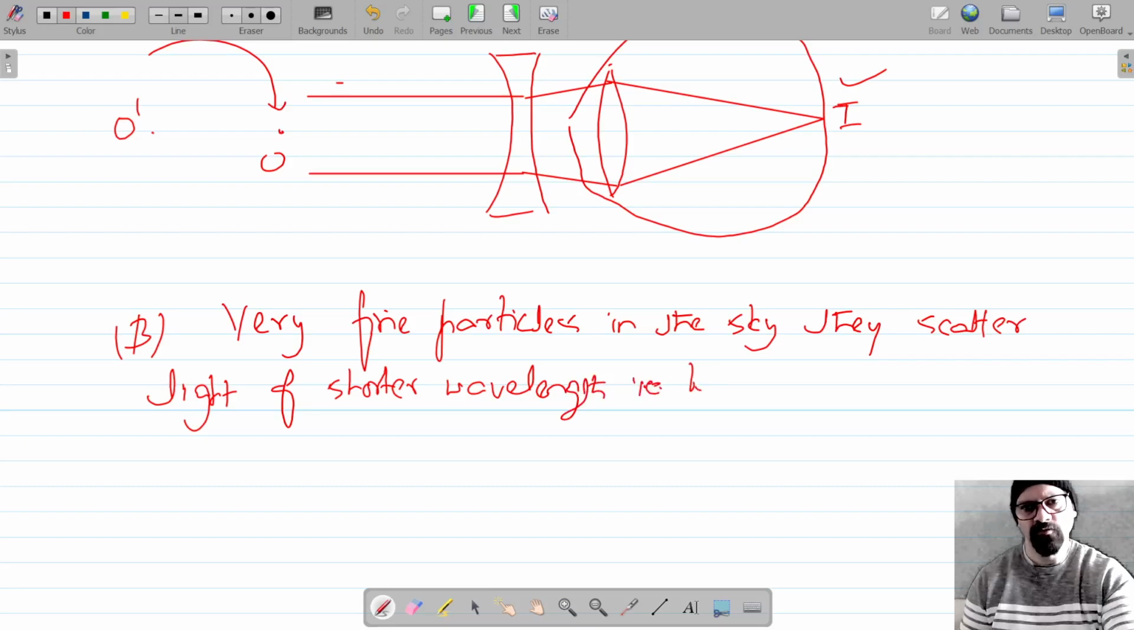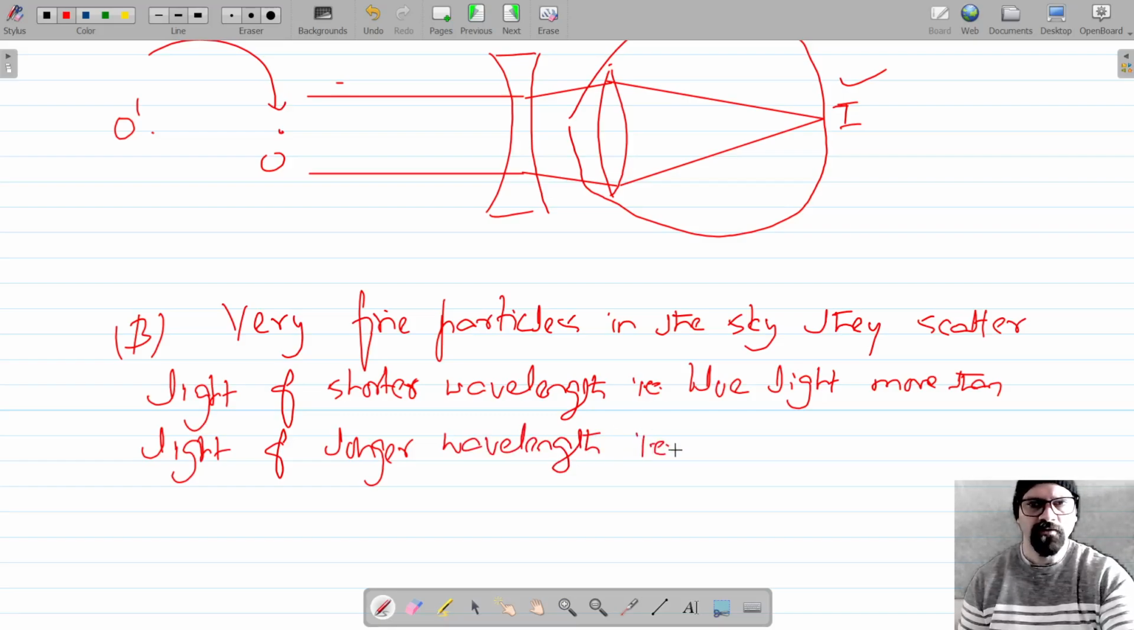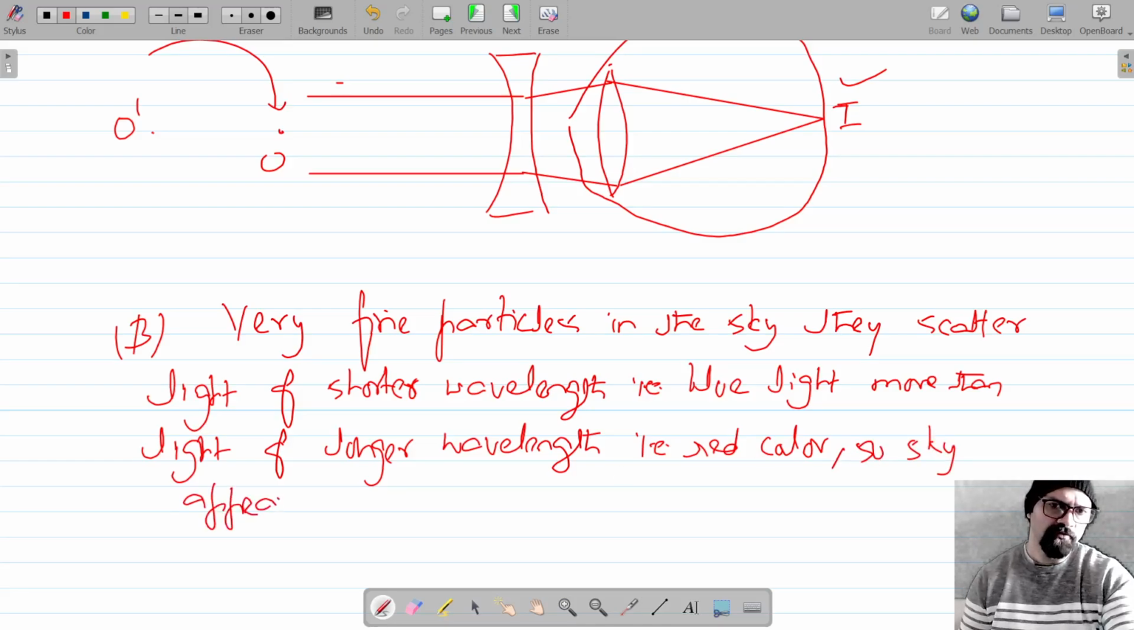That is blue, because their size matches the order of the wavelength of blue light, so they scatter blue light more than light of longer wavelength, that is red. So that's why the sky appears blue. This is because of the scattering of light by the very fine particles present in the atmosphere. So the sky appears blue.